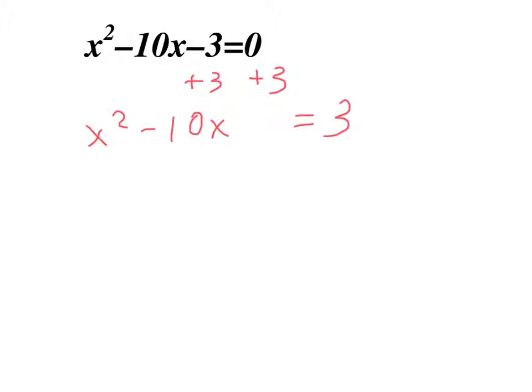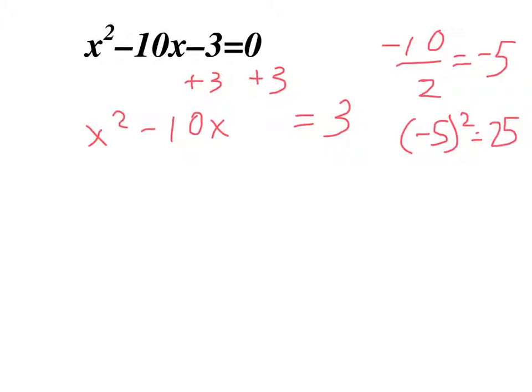Now we need to figure out that magic number that completes the square. We take the number that's in front of the x, that's negative 10. We divide by 2. That gives us negative 5. Now we take our negative 5 and we square it. That gives us 25. So we are going to add 25 to both sides.